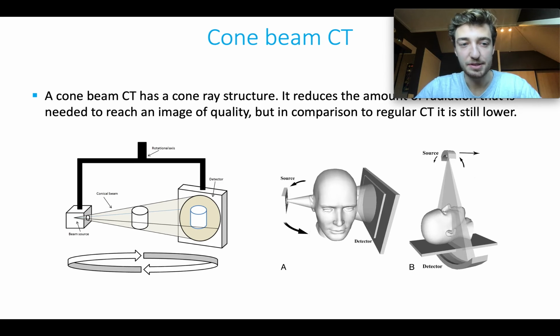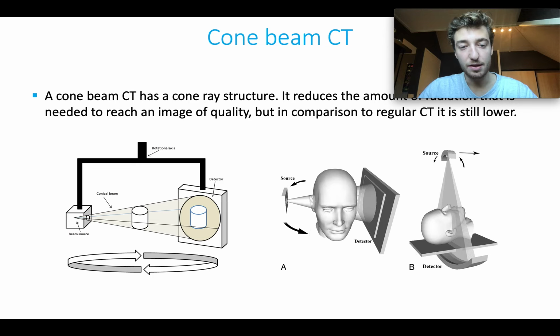So the cone beam CT. A cone beam CT has a cone ray structure, which can be seen in the bottom left here. It has cone beams. It has a structure like this because this way, with each image it makes, it covers a larger surface of the head, and this way it needs to make fewer images, resulting in less radiation for the patient.